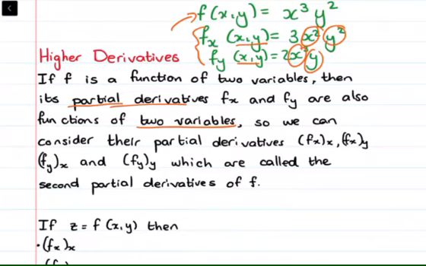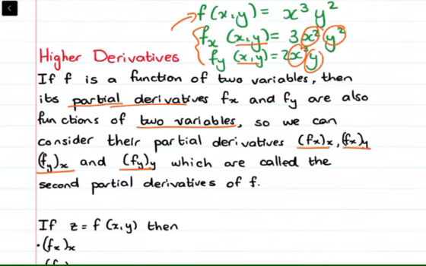Okay, so that function, because it's a function of two variables, we can differentiate it either with respect to x or with respect to y. And then fy, f subscript y, is also a function of two variables, which means that we can differentiate it with respect to x, then y as well. So then these are what we call the second partial derivatives, or the second order partial derivatives of f.